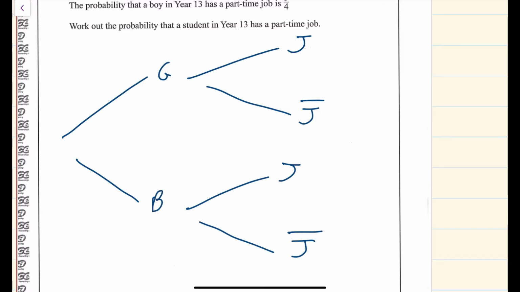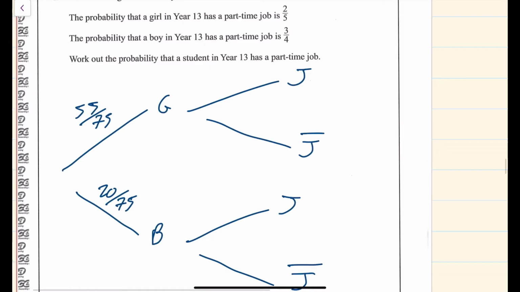So we'll fill this in. There are 55 girls, right here. There are 55 out of 75 girls in year 13. That means there's 20 out of 75 boys in year 13. The probability a girl has a job is 2/5. A girl doesn't have a job then is 3/5. For a boy, it's 3/4 and then 1/4.